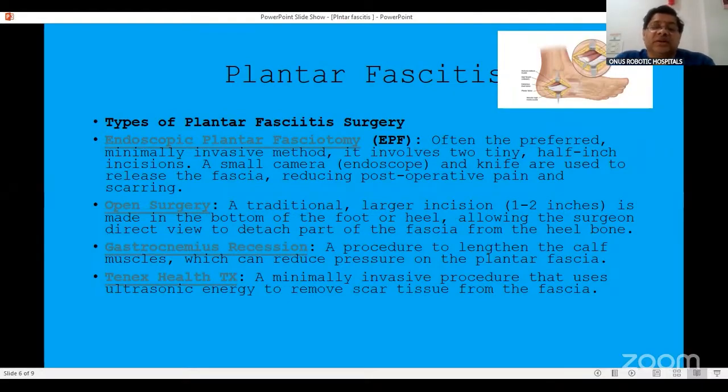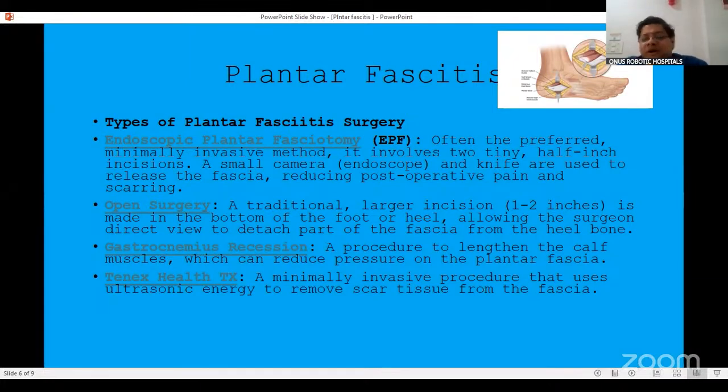So, what are the other methods of treatment? We have surgical methods. Whenever conservative methods fail, we try to deal with this by surgery. There are many methods of doing surgery. One is endoscopic plantar fasciotomy, where a scope is put inside and then slowly, partial only. You cannot do a complete plantar fasciotomy. You have to do only partial, a little bit on the medial side.